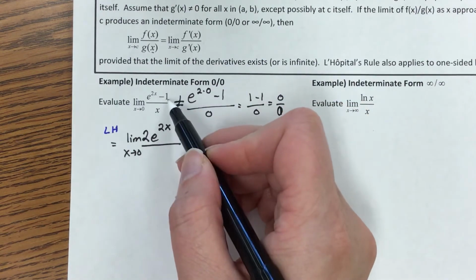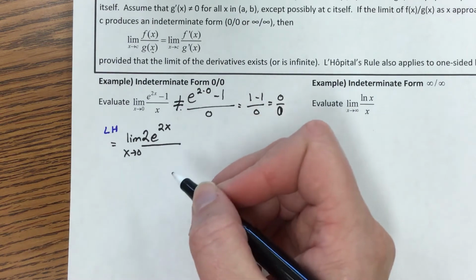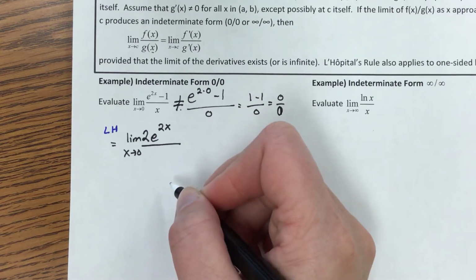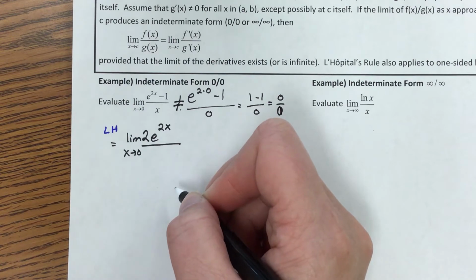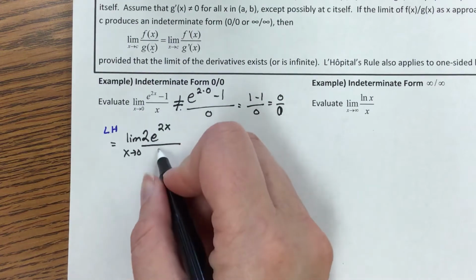Derivative of negative 1 is 0. So plus 0, we don't have to write that. On the bottom, you have to show that you are taking the derivative of the x. Don't just ignore it. Put the 1 on the bottom. Derivative of x is 1.